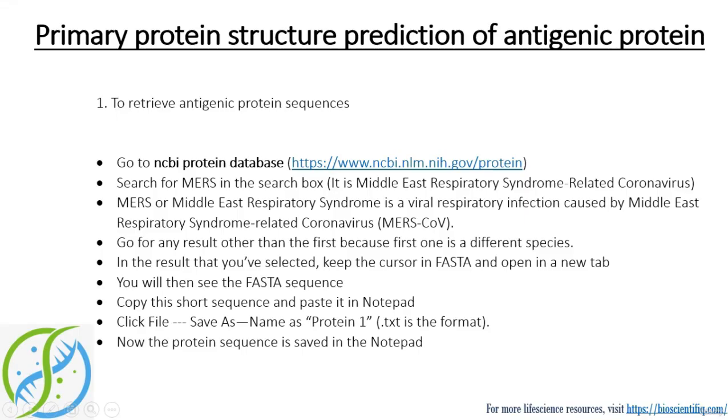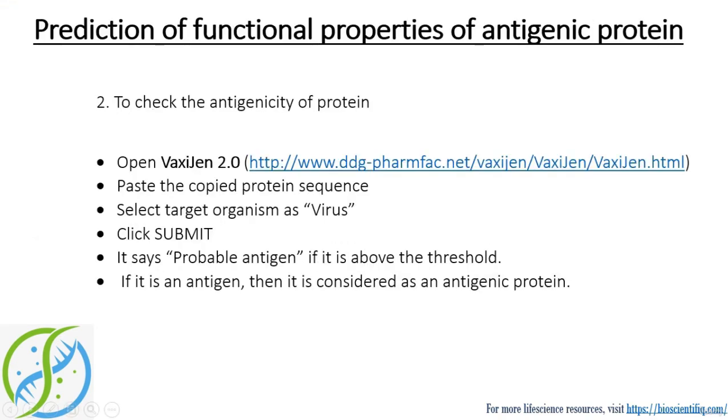So these were the steps that we did. Let's go to the second step, which is prediction of functional properties of the antigenic protein. Now that we have the protein sequence, next we need to check its functional properties: if it's stable, does it have antigenic property, other properties and everything.